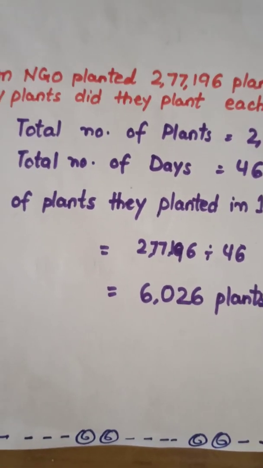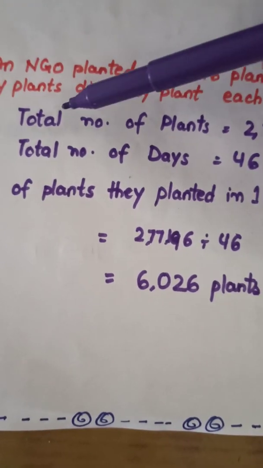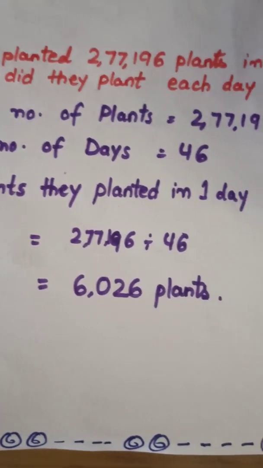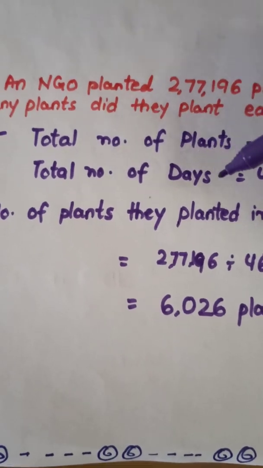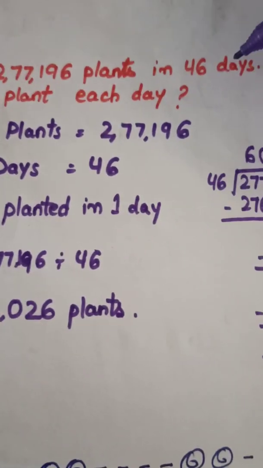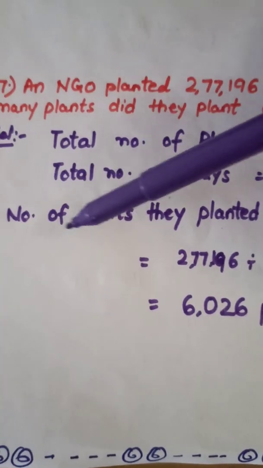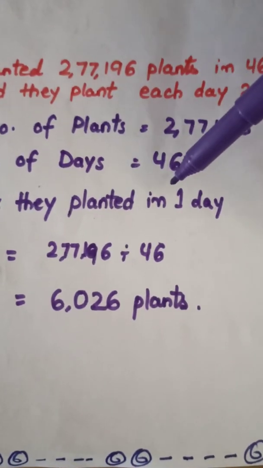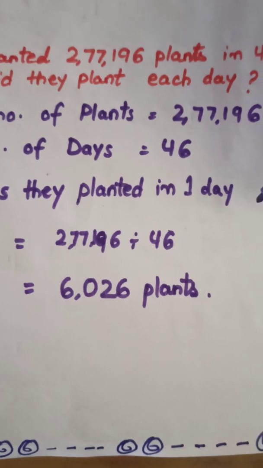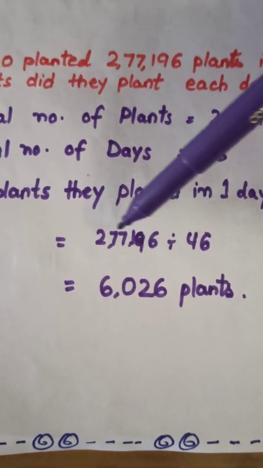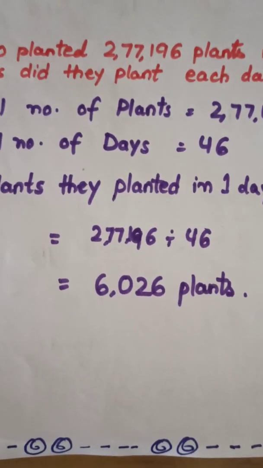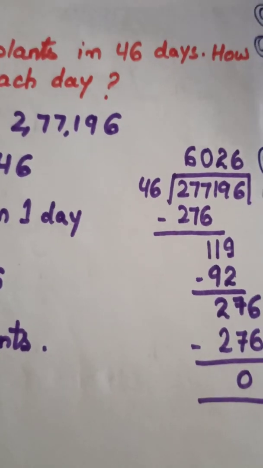Okay, now first of all we need to write down the statement. Total number of plants this much, then total number of days, how many days they took? 46 days. Okay, now what we need to find out? Number of plants they planted in one day, and to calculate this we have to simply divide it. Okay, let us see its division part.